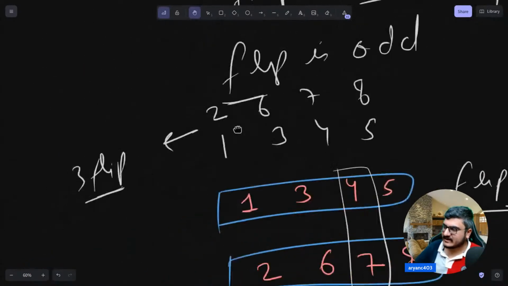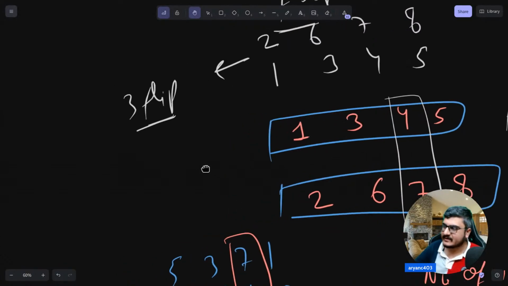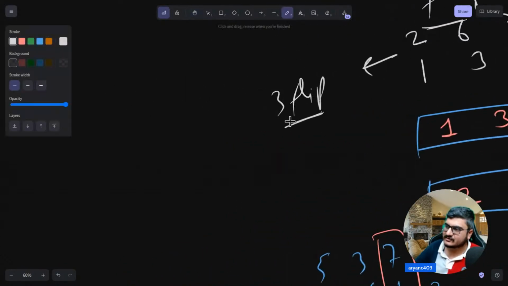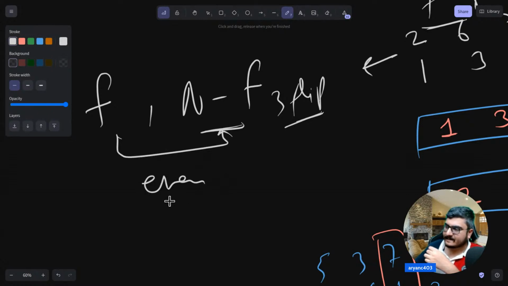So this was the idea. First try to find the sorted order you have and keep a count of the number of flips you need. You need f flips. Or alternatively, instead of creating the sorted order on the first side, you create it on the second side. So you can also do it with n minus f flips. If any of them is even, you are good. You can first make those flips and then try to create a sorted array like this.